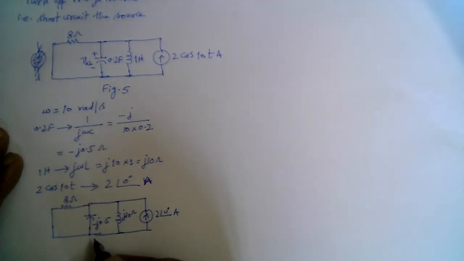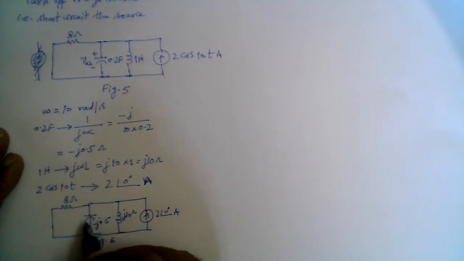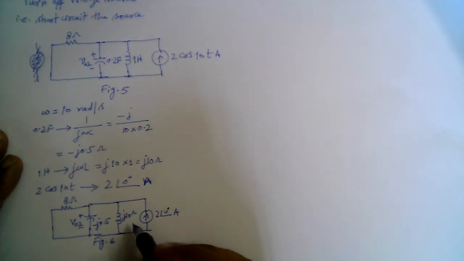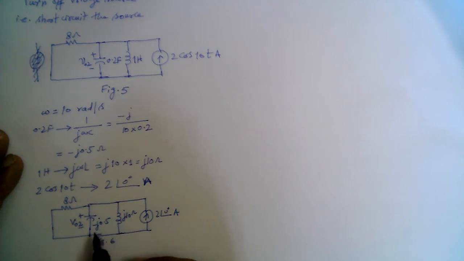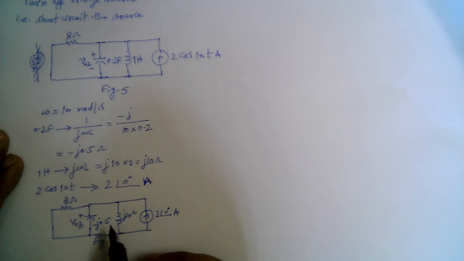So this is our figure number 6. Again, we are interested to find voltage V02 here. Now, again, this circuit can be solved in many ways. For example, we can find the equivalent impedance of all these three branches, and then using this current, we can find the voltage. That is the equivalent impedance multiplied by this current will give us the voltage across all these three branches, which is the same.